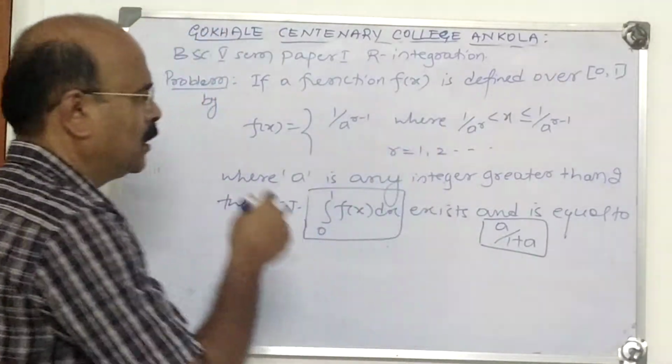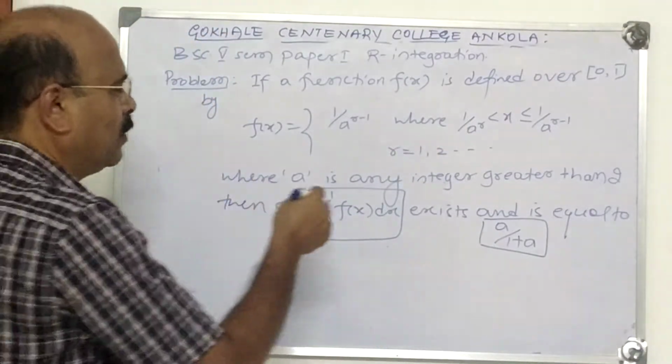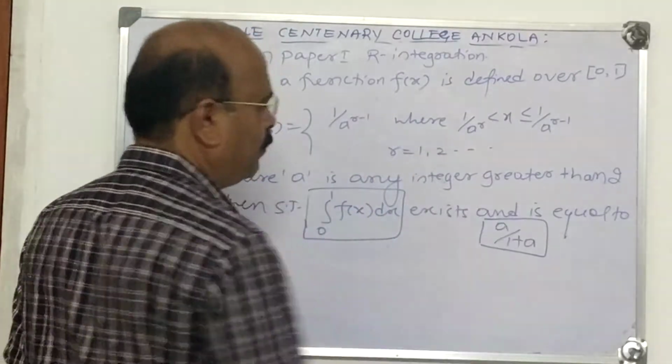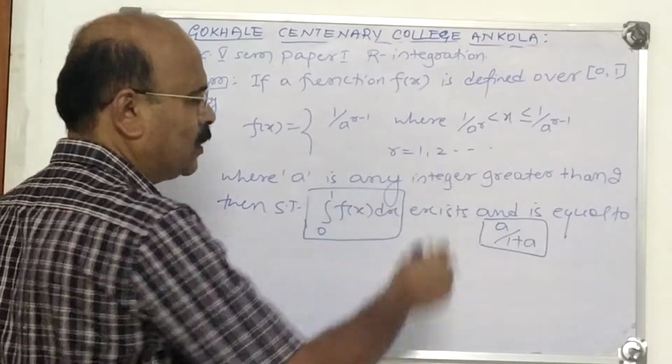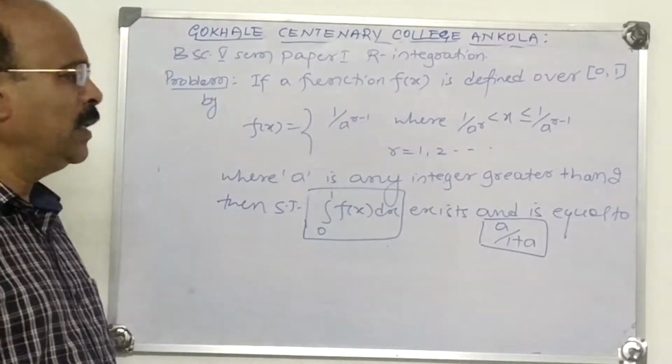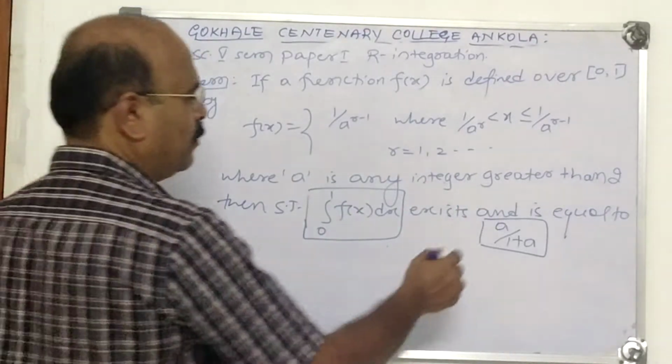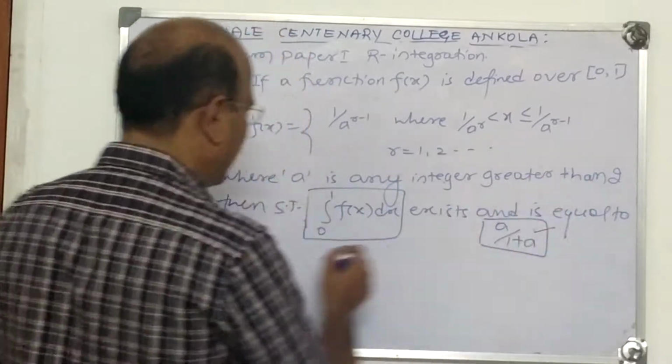First we list the value of the function for particular cases r = 1, 2, etc. First part, we prove that it is integrable. For that we use any property of integrable functions. Then we evaluate that integral.